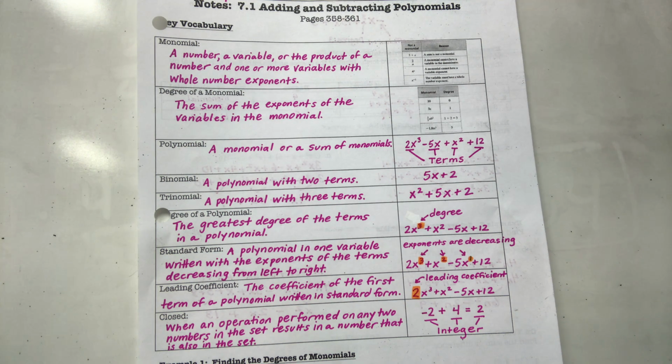A closed set is when an operation performed on any 2 numbers in the set results in a number that is also in the set. So if we take the set of integers as our example, negative 2 plus 4 is the addition of 2 integers. It results in an answer of 2, which is also an integer. So it's a closed set. The addition of the integers results in an integer.